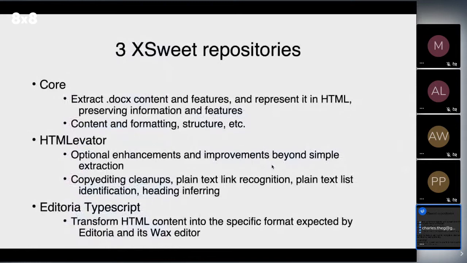To talk a little bit about the architecture of XSweet, it's divided into three main parts, each with a different function. There's the core functionality of XSweet, which is designed to extract the content and features from a Word document and represent them as faithfully as possible in HTML, preserving things we care about: formatting of the content itself, footnotes, endnotes, tables, things like that, in an unopinionated way. We just want to represent that as simply and cleanly as possible in HTML.